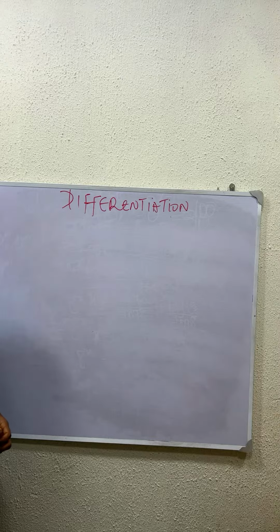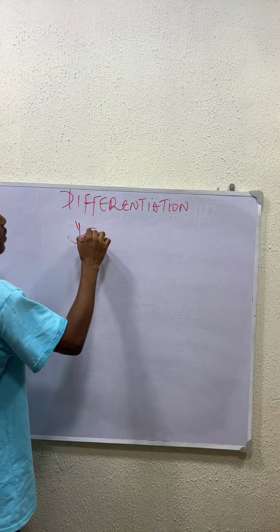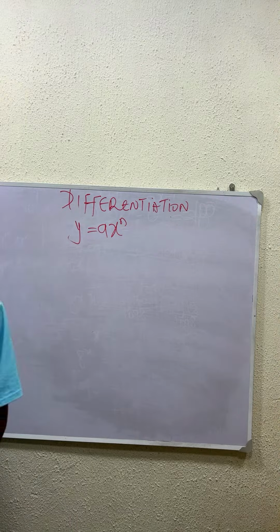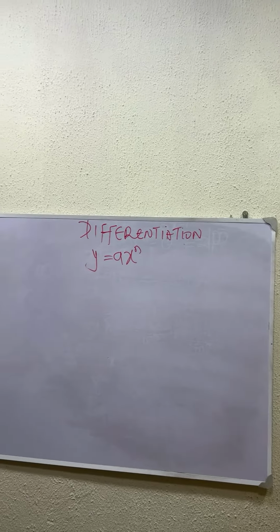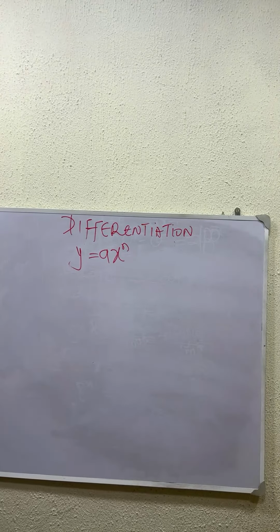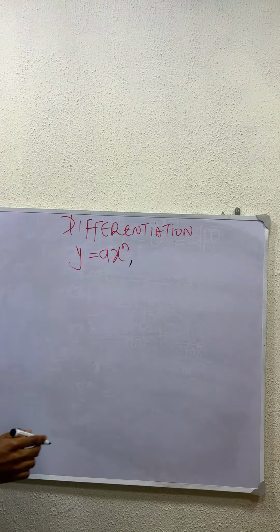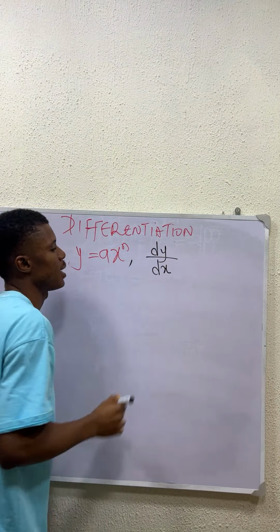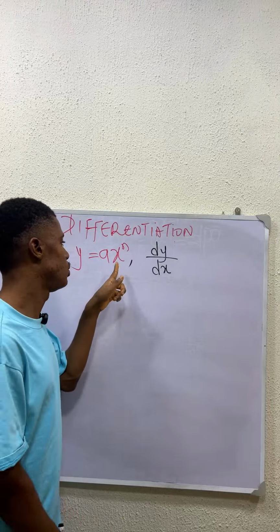Let's look at differentiating a function. Let's say y is defined to be ax to the power of n. Let's say that y is any given function, y is equal to ax to the power of n. To differentiate the function y, which is differentiating y with respect to x, we are differentiating the function with respect to x.